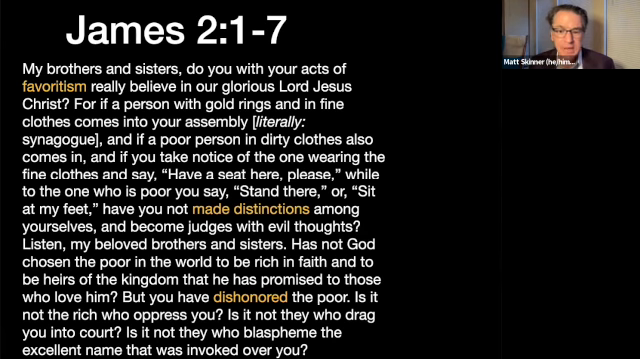James goes on, is it not the rich who oppress you? Is it not they who drag you into court? Is it not they who blaspheme the excellent name that was invoked over you?